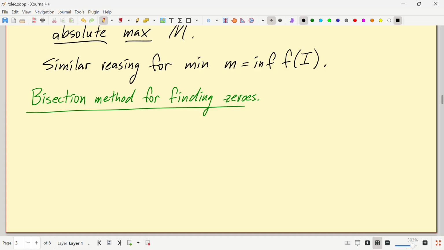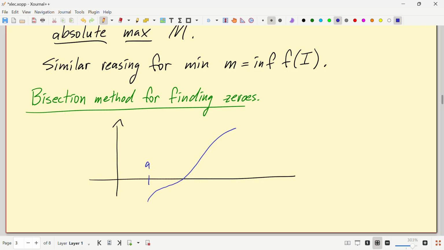The book doesn't draw any pictures, so I think it's more fun if you draw pictures. If I can do it. I want a function. Make it look like that. Here's an A. Here's B.